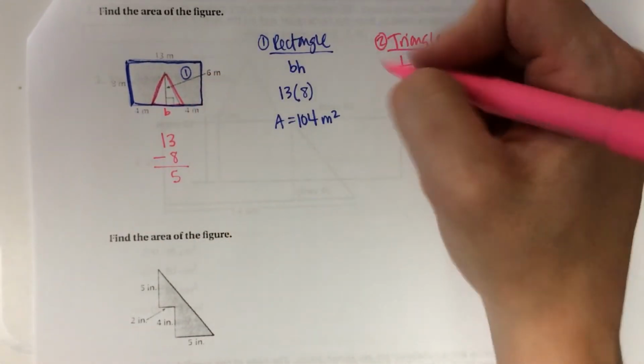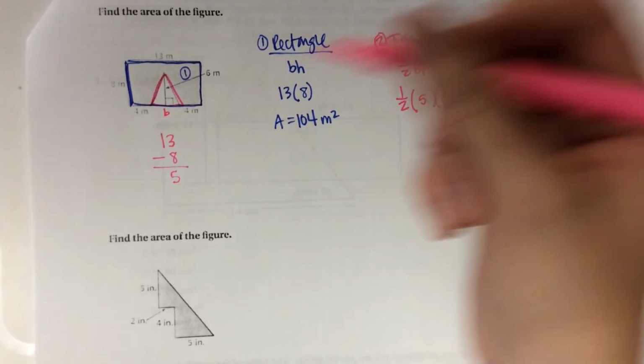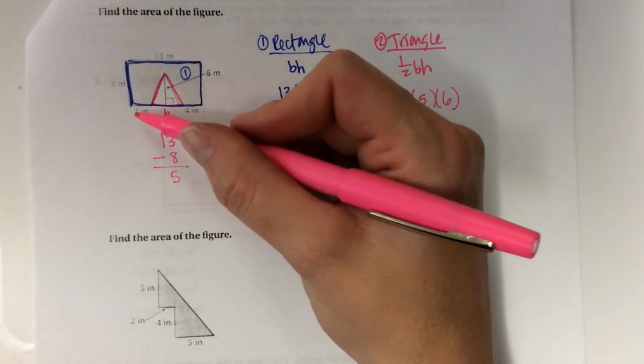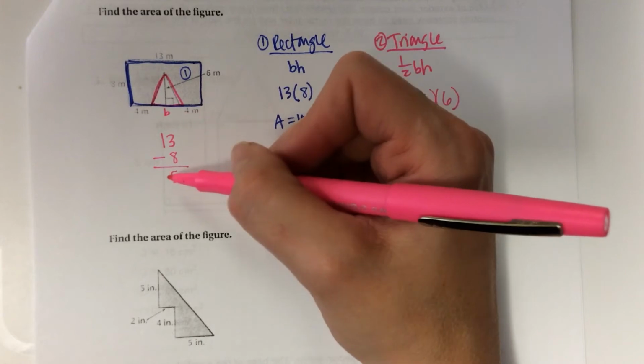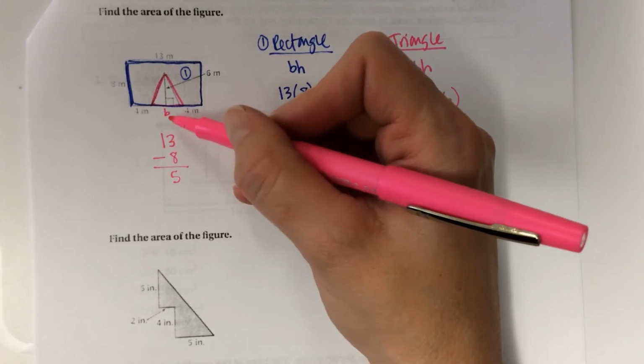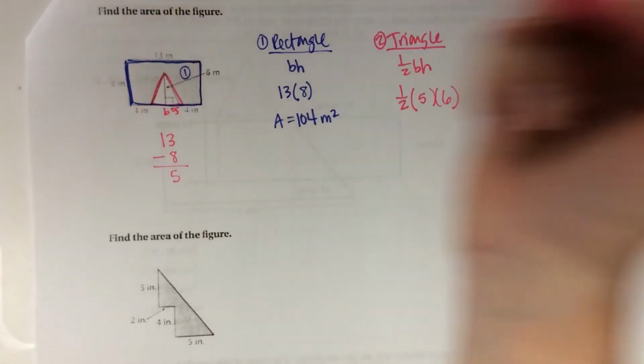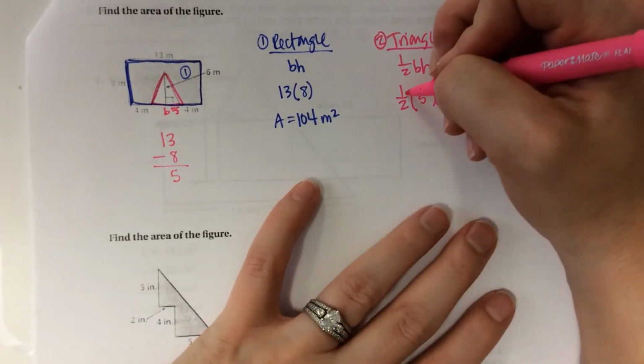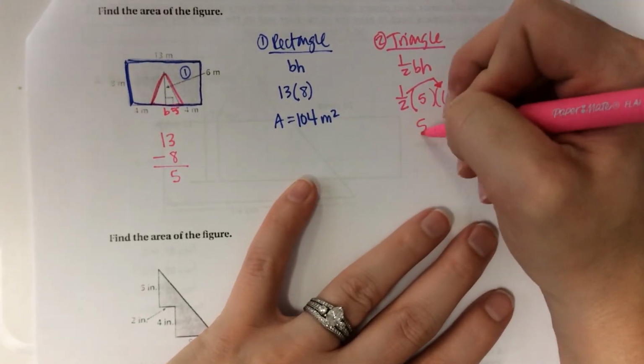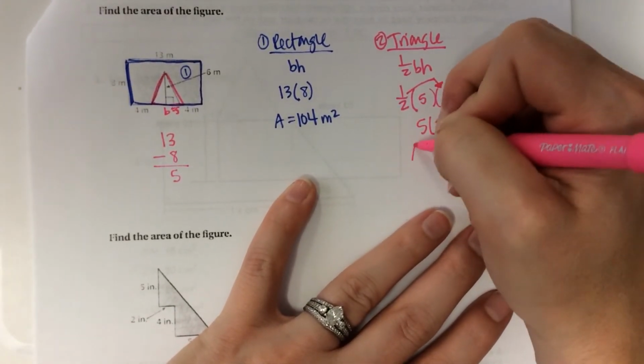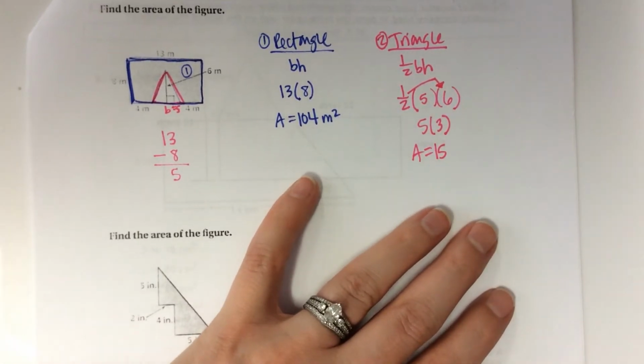So our base would be 5. And you can check yourself if you want to, just to make sure. Does 4 and 4, 8, plus 5 give you 13? Sure. So our base here is 5. Okay, so I'm going to go ahead and do 1/2 of 6 again. So that's 5 times 3. And my area is 15.